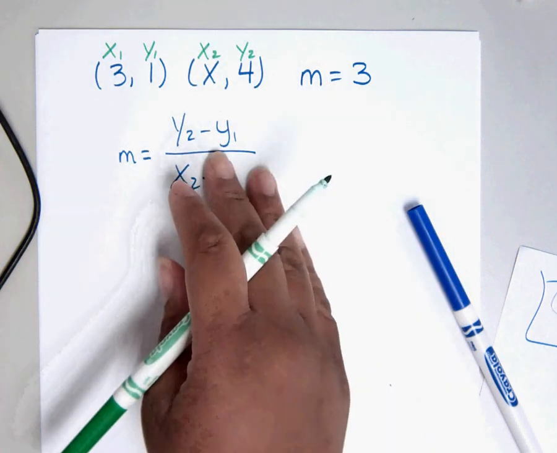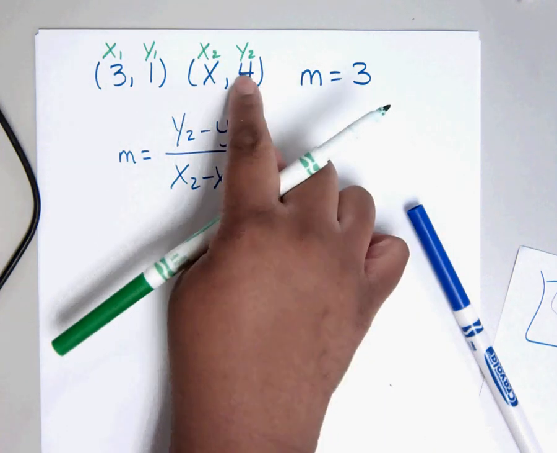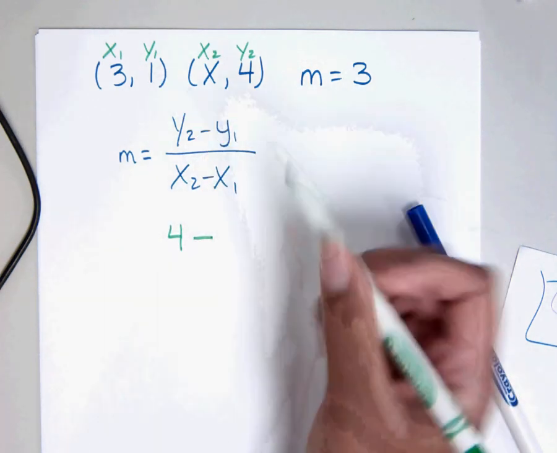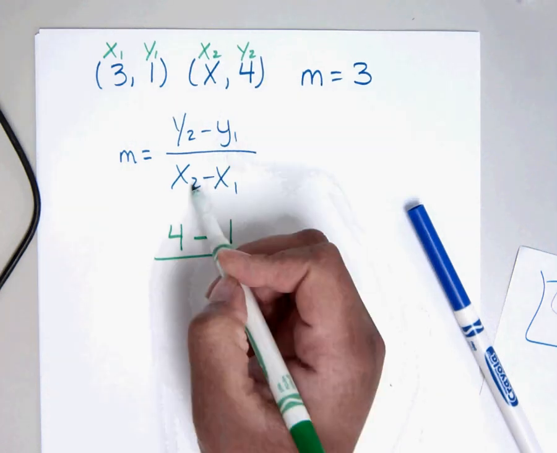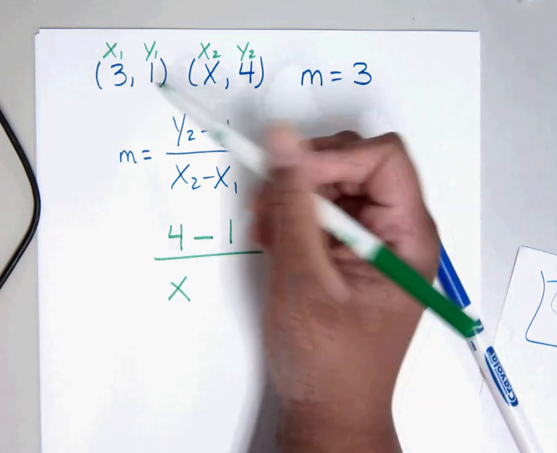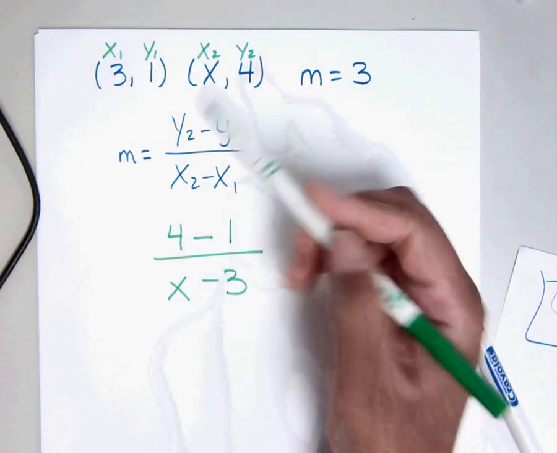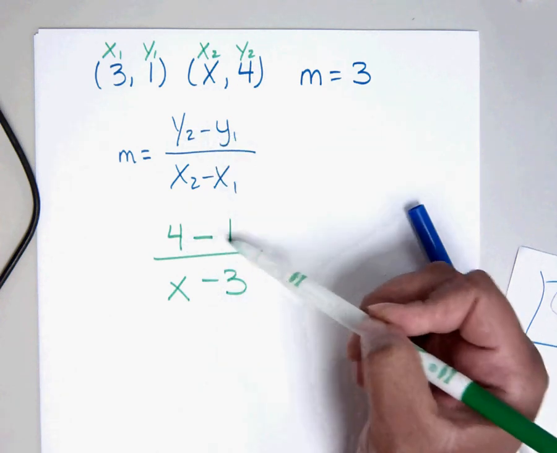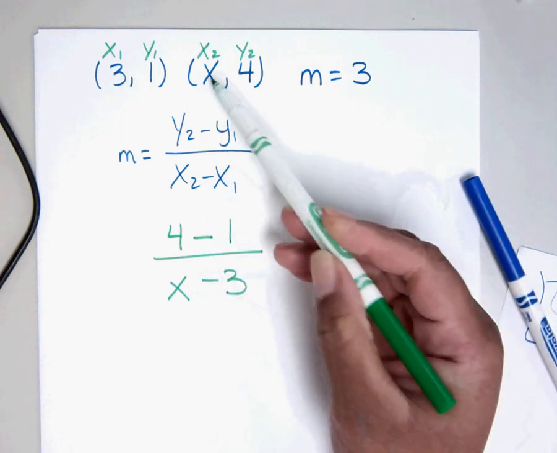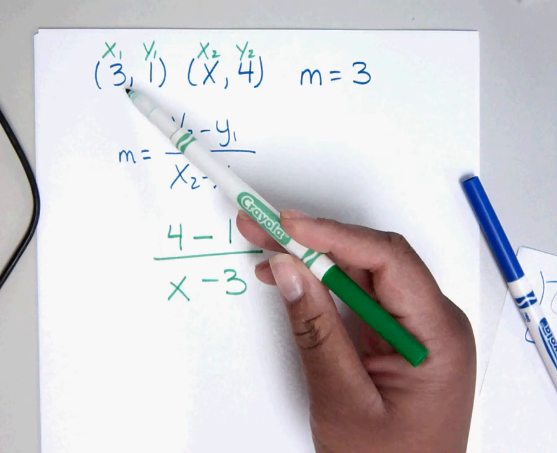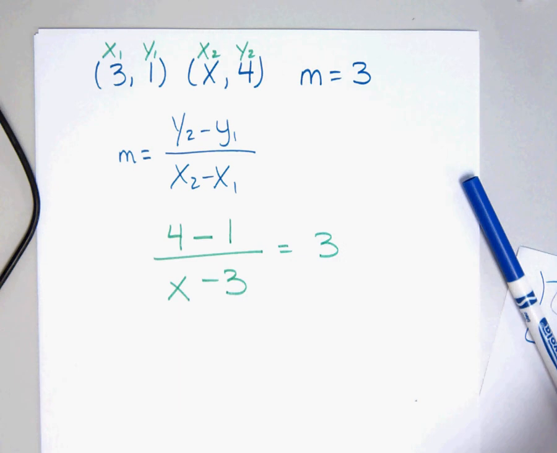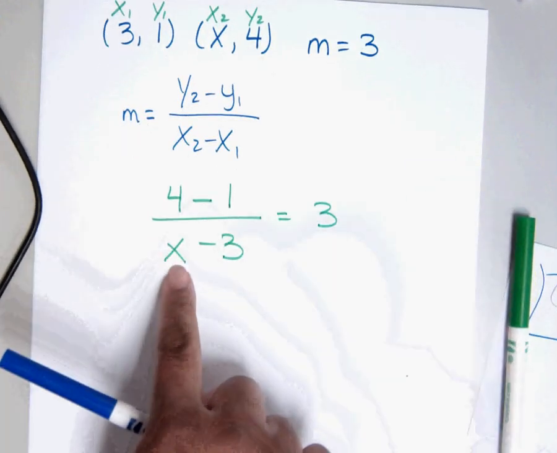So now I just put in the numbers. So Y2 is 4. Y1, it says 1. X2 says X. X1, it says 3. So Y2 minus Y1 over X2 minus X1. X2 is X, X1 is 3. Now, what do we know about this? It's supposed to equal 3. Okay? So now we have to figure out what this was.